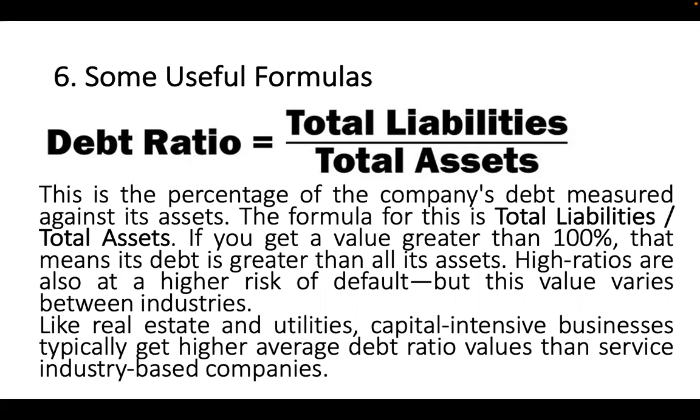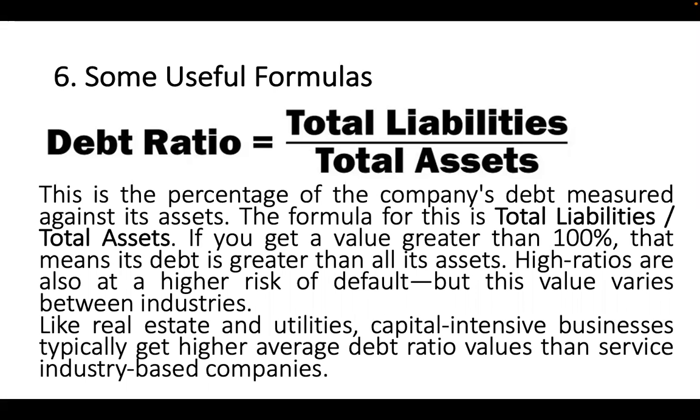So we have to find out various ratios. So this is the way how we can do it. The first formula is debt ratio, which is total liabilities divided by total assets. This is the percentage of the company's debt measured against its assets. ये कंपनी का डेट है जिसको हम मेजर करेंगे उसके assets के खिलाफ. The formula for this is total liabilities divided by total assets.